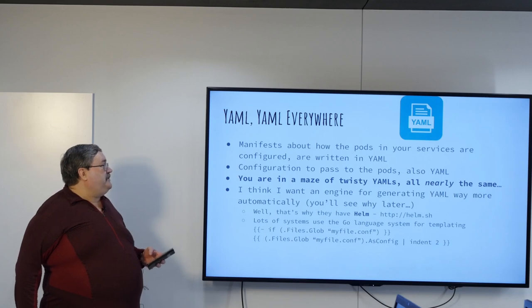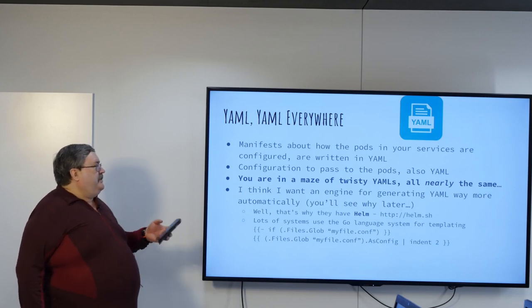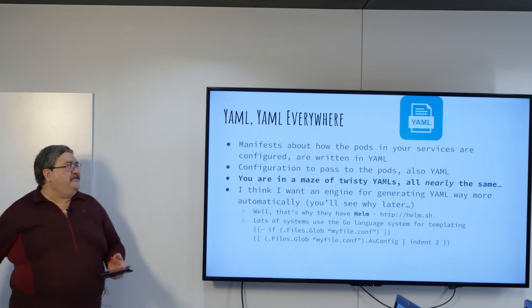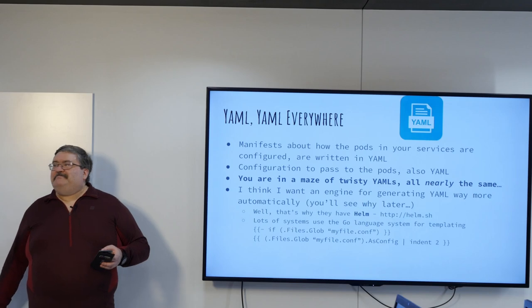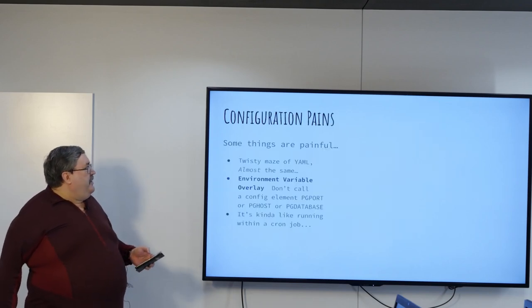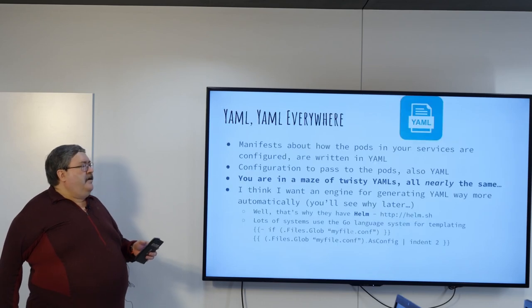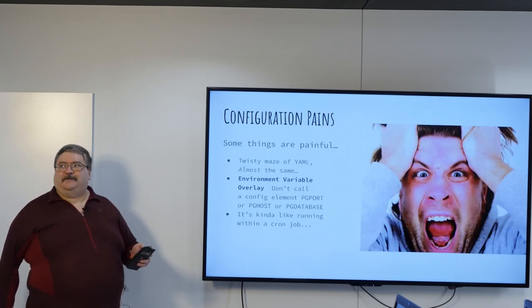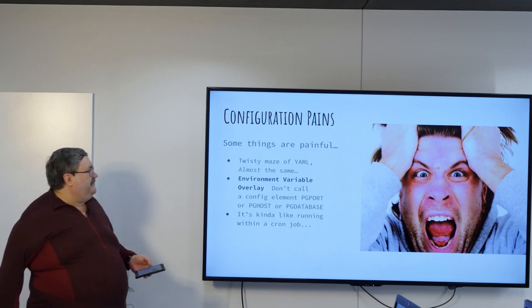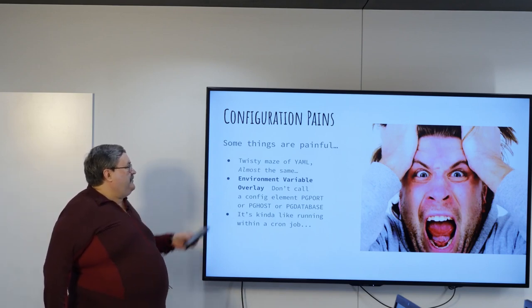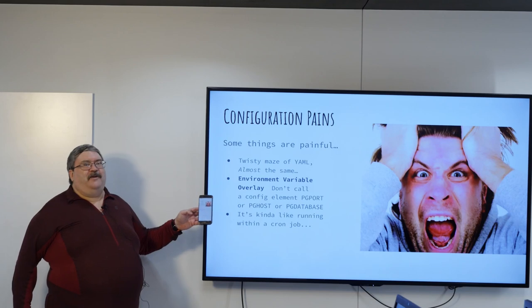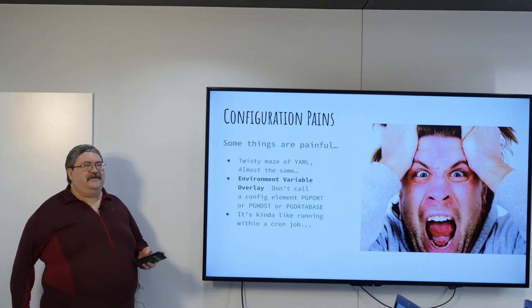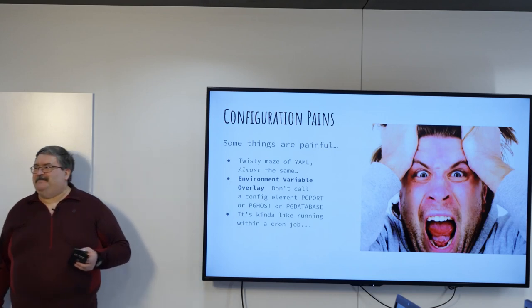YAML everywhere. There's manifests as to how the pods for your services are configured. These are written in YAML. There's configuration you'll pass to the pods, also YAML. You're in a maze of twisty YAMLs, all nearly the same. I'd like an engine for generating this. There's engines for generating this. Yet another markup language. Yeah, it's a twisty set of YAML. Environment variable overlay: if your environment depends on certain names, don't call your configuration parameters by those names. Copy them over.